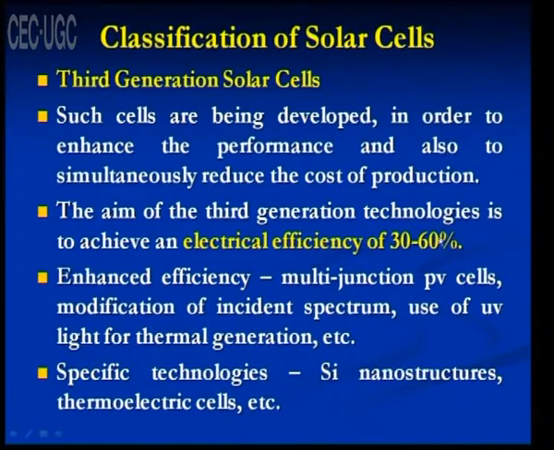The aim of the third generation technologies is to achieve an electrical efficiency as high as 30 to 60%. Enhanced efficiency was based on multi-junction PV cells, modifications of the incident spectrum, use of UV light for thermal generation, and so on have been tried in such enhanced efficient systems. Specific technologies also include silicon nanostructures, thermoelectric cells, and so on.